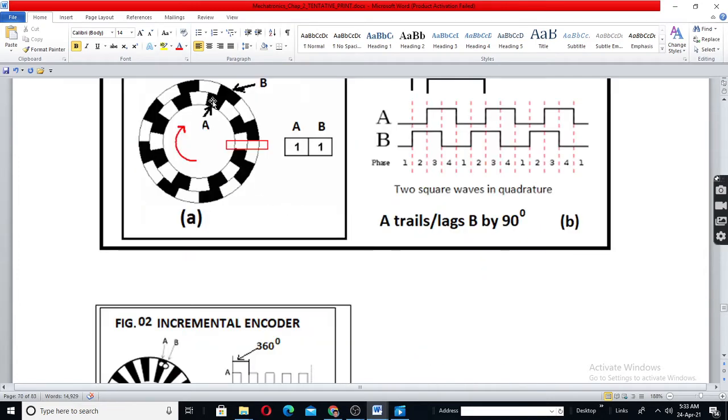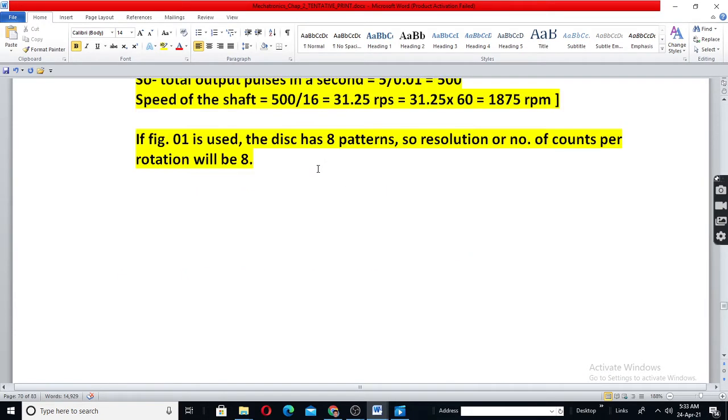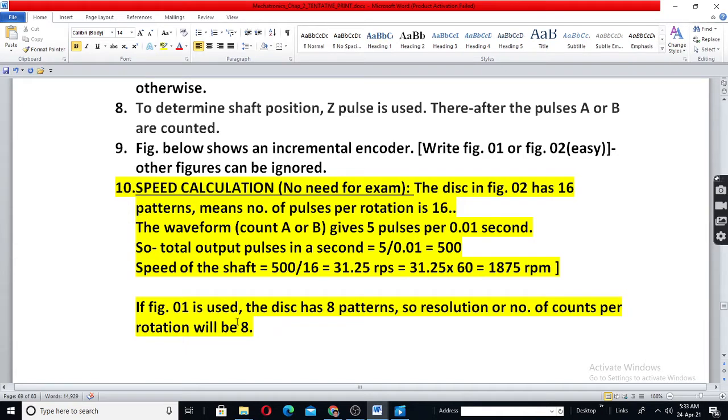Here in one cycle, there are 8 patterns: 1, 2, 3, 4, 5, 6, 7, 8. So, 8 pulses means one rotation. So, number of pulses per second by 8 will give you rotation. See, number of pulses.